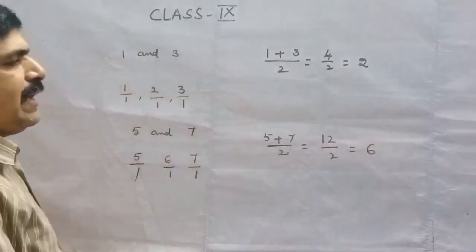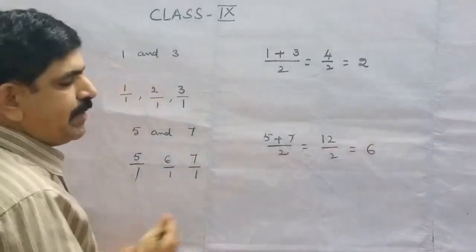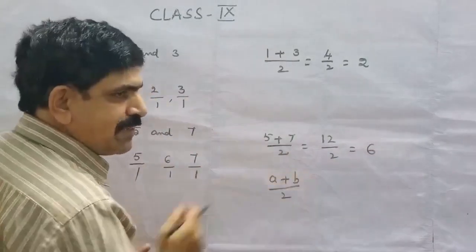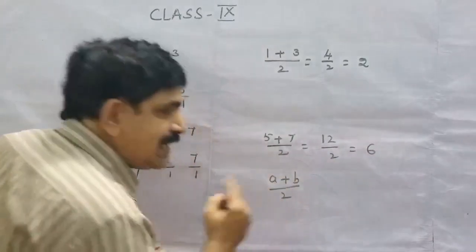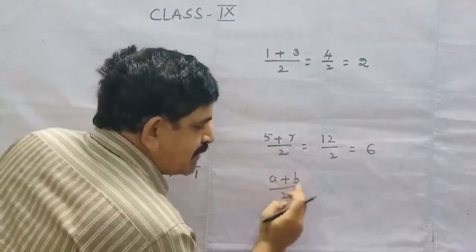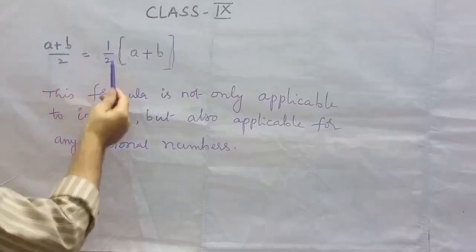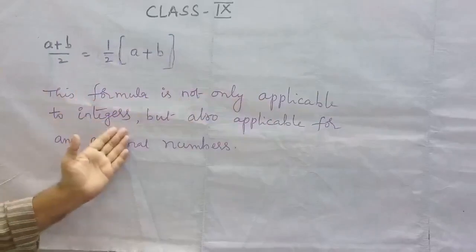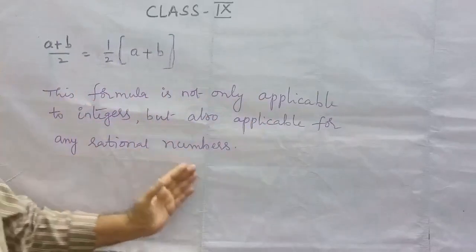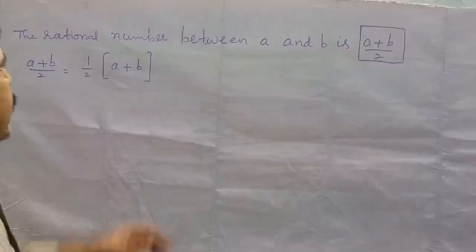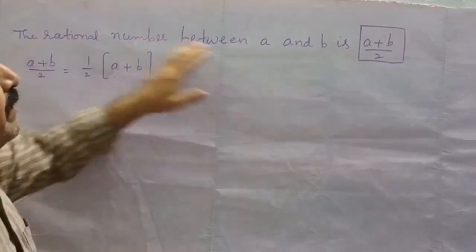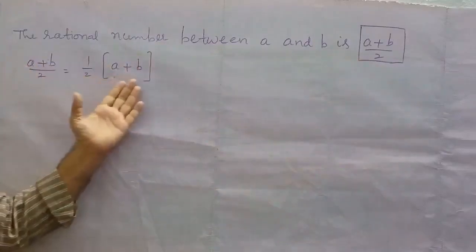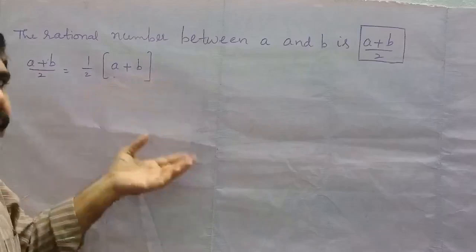Suppose we take variables: the average of A and B is A plus B by 2. That means the rational number between A and B is A plus B by 2. A plus B by 2 can be written as 1 by 2 into A plus B. So this formula is not only applicable to integers but also applicable for any rational numbers. So using this formula, we can do some examples.